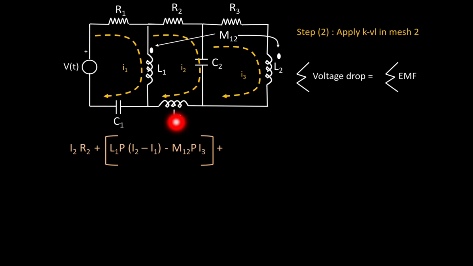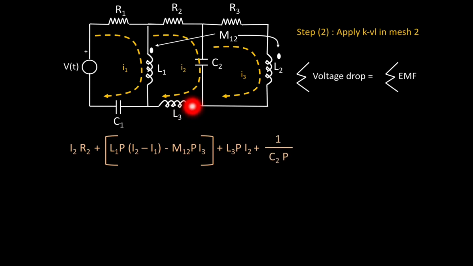Which current is flowing through this L3? I2 alone, a single current is flowing through this L3. So the ohmic value of L3 will be L3P into the current of that L3, which is I2. So I2 times L3P. Next, after R2, L1, L3, we have C2. Again we will write the voltage drop equation for this C2, so again we put the plus sign. What will be the ohmic value for this C2? It will be 1 upon C2P.